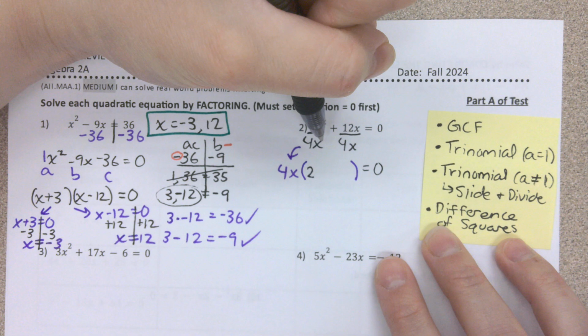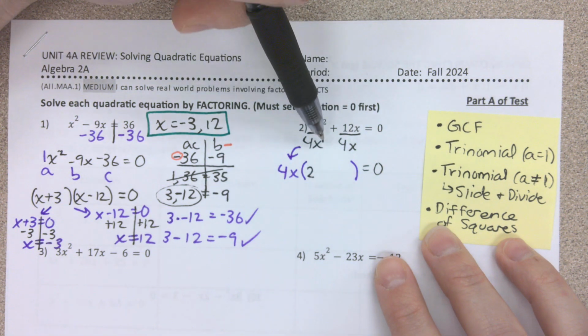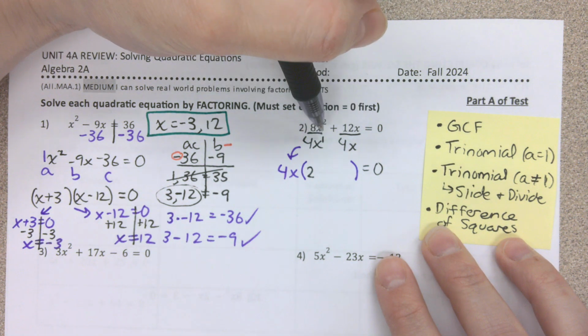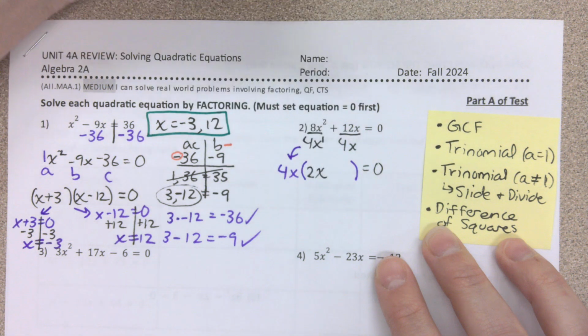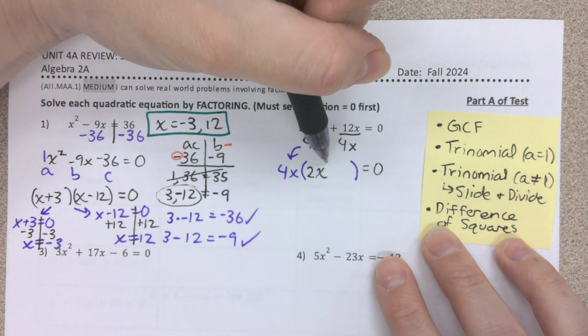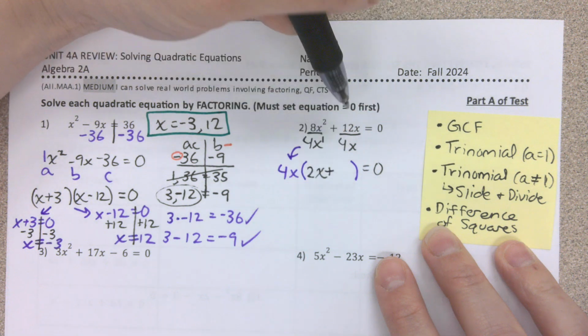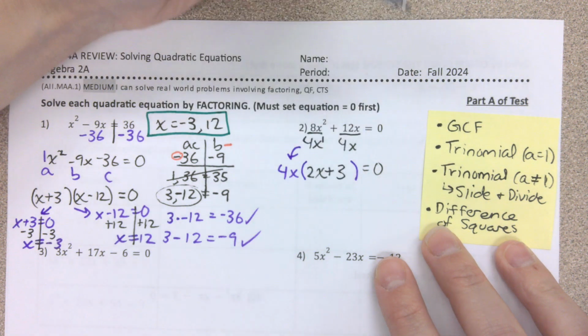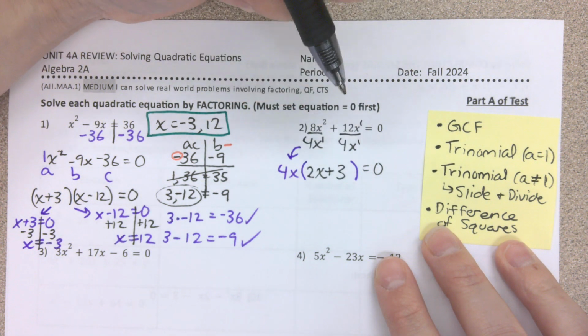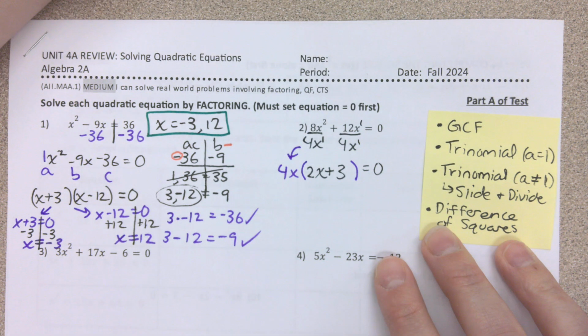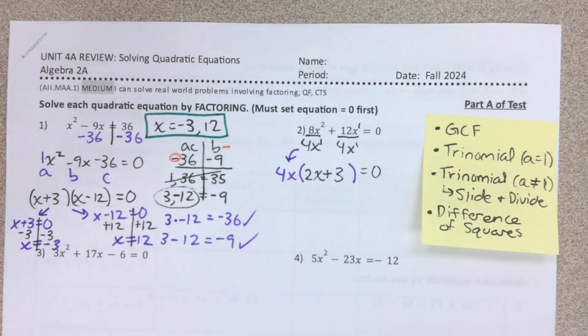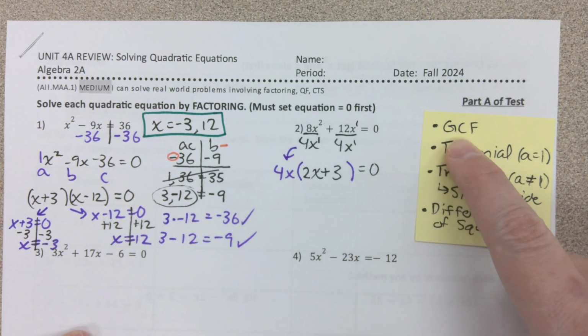X squared divided by x. Remember, when we divide x's, we're just subtracting these exponents. 2 minus 1, that's 1. So we still have an x. And this is just like x to the first, so you can write a 1 here or just leave it. Plus 12 over 4, that is 3. And both of these are x to the first, so when you subtract them, you get 0. So there's no x here. So this was a GCF problem.